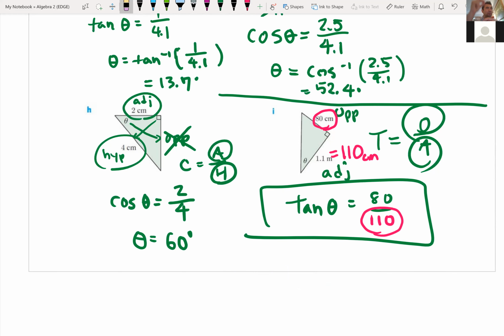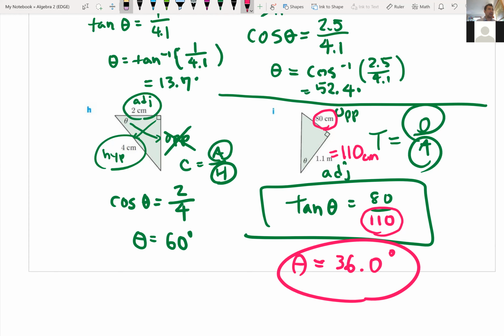Now both of them are in centimeters, 80 centimeters and 110 centimeters. And now we can get the right answer. Inverse tangent of 80 divided by 110. Nice job for those who noticed the difference in the units. So it's 36.0, so it's actually 36 degrees. So it changes the whole answer, doesn't it?